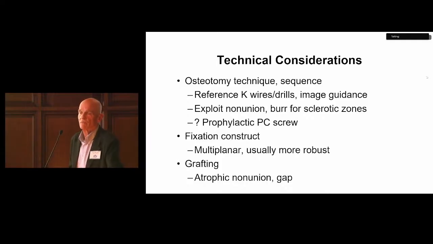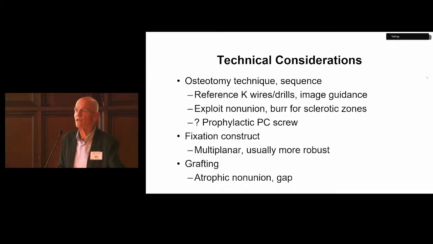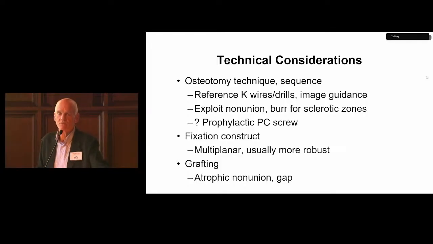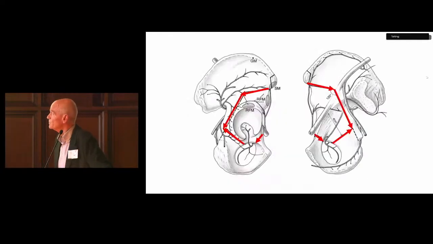Fixation, you usually want multiplanar fixation. I know that's a difference of opinion depending on how you were trained, but for these cases, I think multiplanar fixation is important. And usually more robust, although not always. Grafting, if you've got an atrophic non-union or a gap to deal with, you can graft, and you usually have adequate local sources so you don't have to go somewhere else.